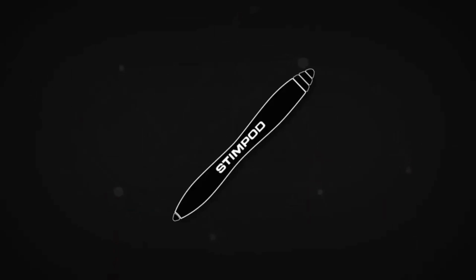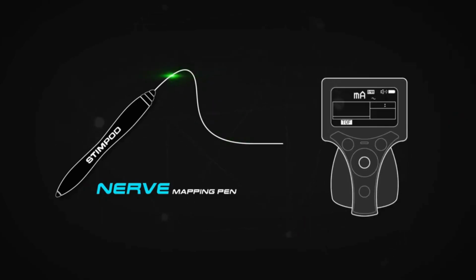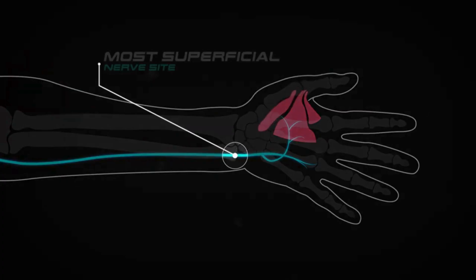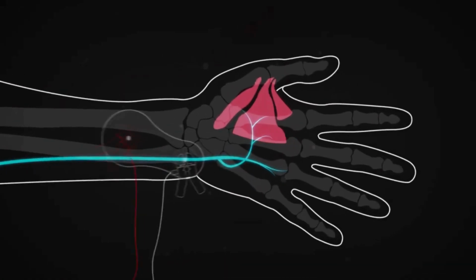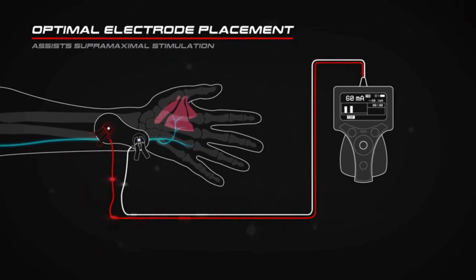In order to make locating of the optimal electrode placement with the StimPod practical in a clinical setting, we recommend using the supplied nerve mapping pen in order to locate the most superficial aspect of the targeted nerve. If the electrode placement is optimal, assumptions can be made regarding the current intensity required to qualify as a supramaximal stimulation.